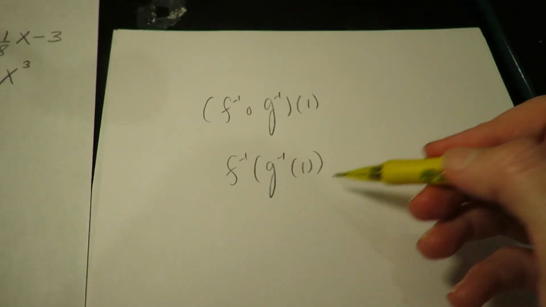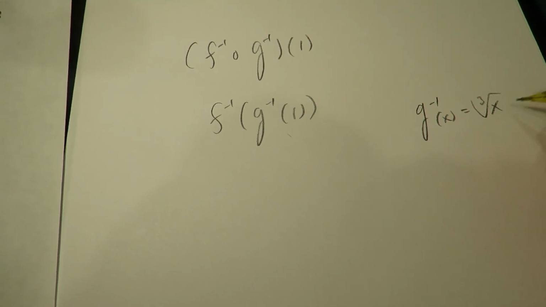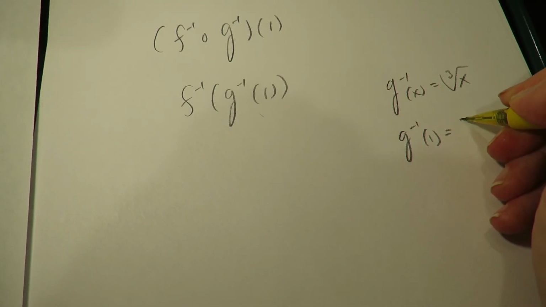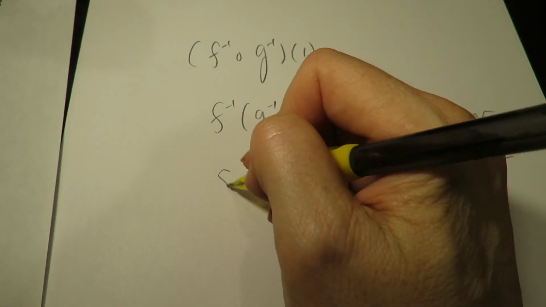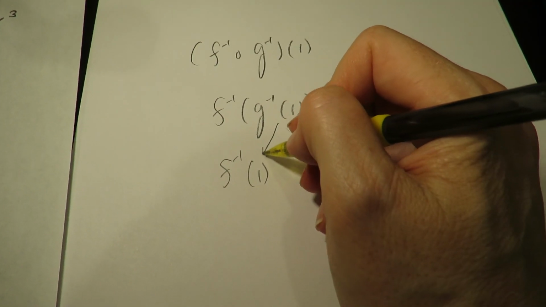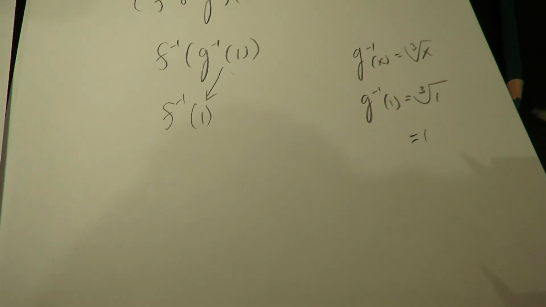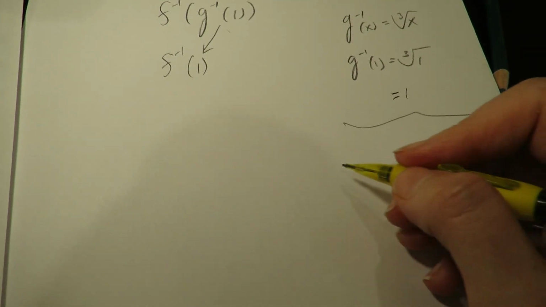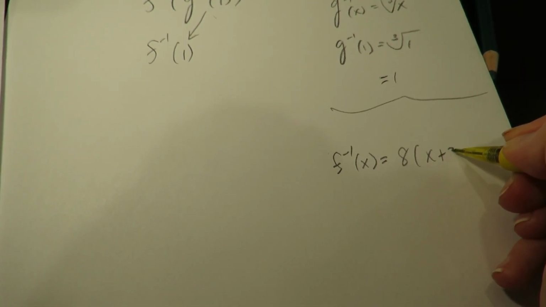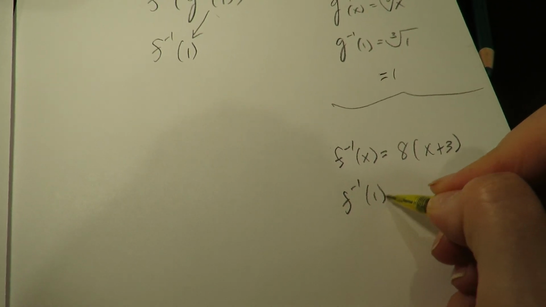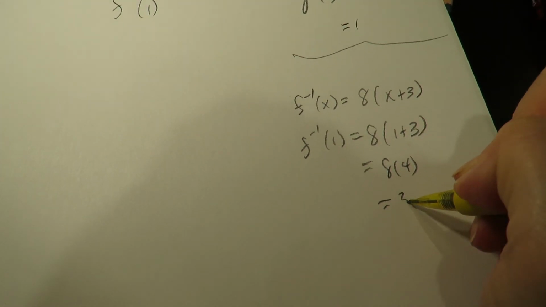So I'm going to take g inverse and plug in a 1. g inverse again is the cube root of x. So g inverse of 1 means I'm letting x be 1, and that's going to output a 1. So g inverse of 1 is 1, and now I take the 1 and I plug it into the f inverse function. If you recall, f inverse is 8 times x plus 3. So I'm going to plug a 1 in there. So you're getting 8 times 4, or 32.